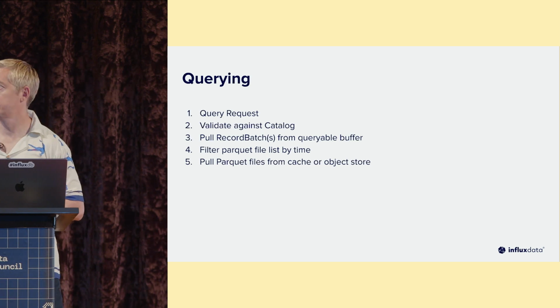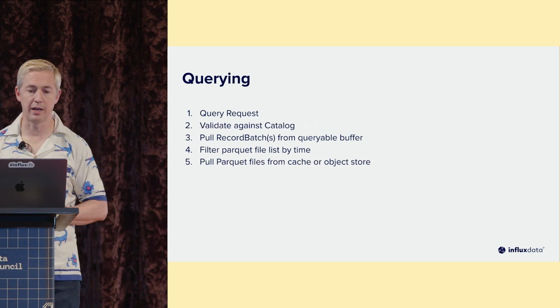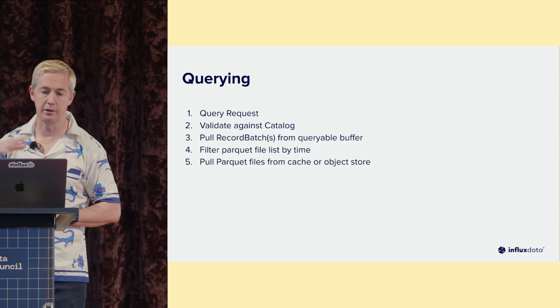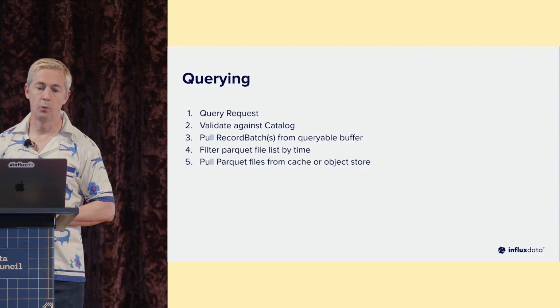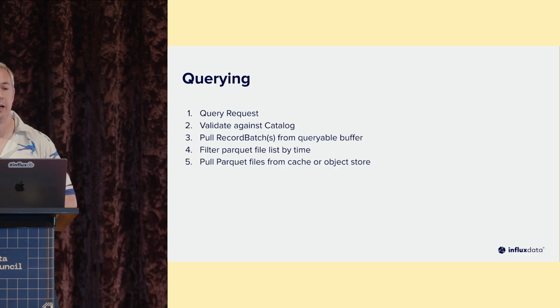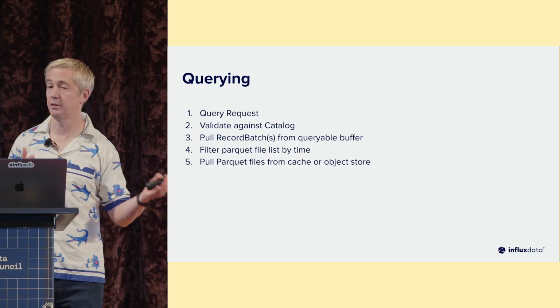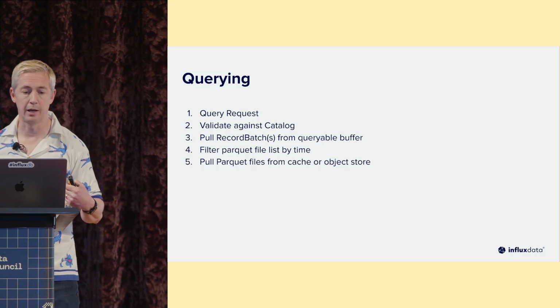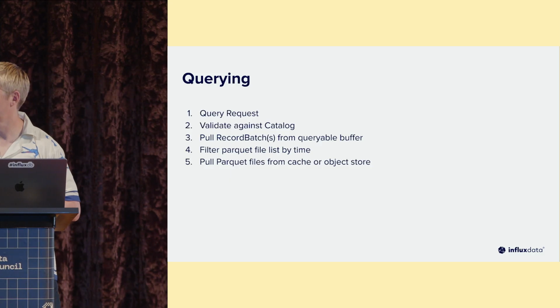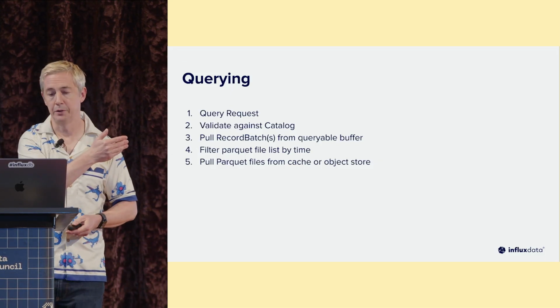So querying looks like this. Basically, a query request comes in. We validate that query request against the catalog just to see all the metadata is there and it exists. We pull the record batch or batches from the query buffer, and then we filter the Parquet list that we're going to look at based on, obviously, the table and the time range that we're looking at. And then we pull those Parquet files from cache or object store, and we brute force a query over it.